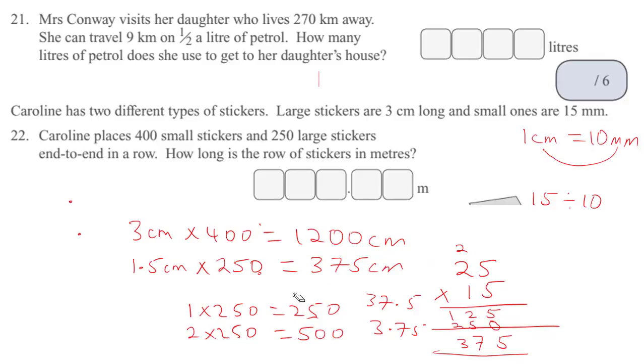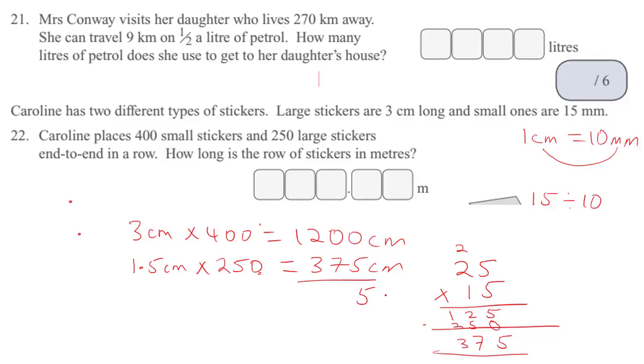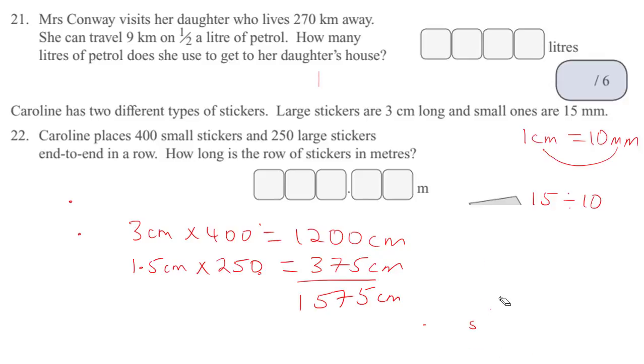Okay. Now, the next thing to do is to add them up because you are joining them up in the queue, so to make a long line. So you're just basically going to add them up. So let's add them up together. So I've got 5 there, and I've got 0 plus 7 is 7, 2 plus 3 is 5, and 1 plus nothing is basically 1,575 centimeters. So that is how long they are if you put them in one line.